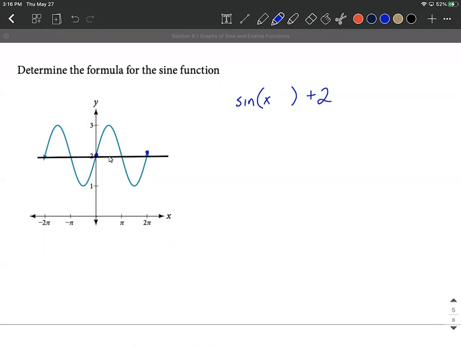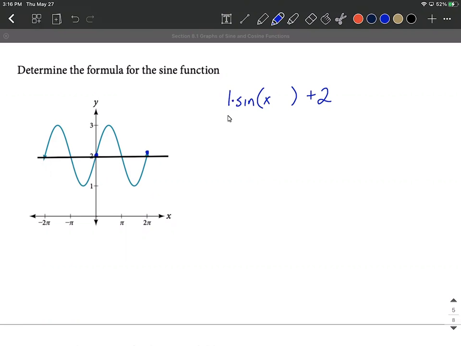From there, now that I have my midline drawn in, I can look at my amplitude. From the midline to the highest point on this graph, it looks like we go from 2 up to 3, so that's only 1 unit difference. Or from 2 down to the lowest point, it looks like we go from 2 to 1. Again, that's only 1 unit difference. That tells us that the amplitude remains at 1, so there's going to be a 1 sitting out in front here. We don't always have to write that 1 out in front.